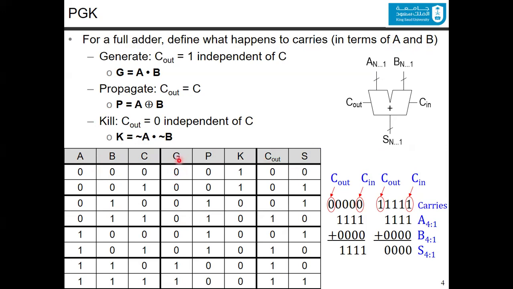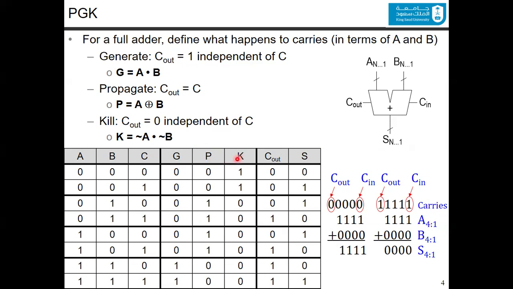Now, when we say generate, we are actually trying to find when we will generate a carry in the next stage. Or a similar thing for the propagation: when are we going to propagate a carry from this stage to the next stage? And for the kill, when are we going to kill this carry, meaning that we are not going to propagate it to the next stage?